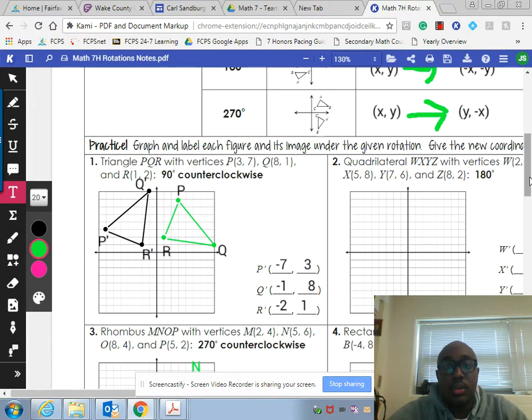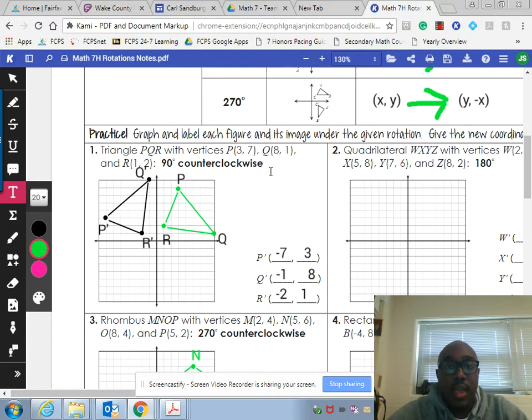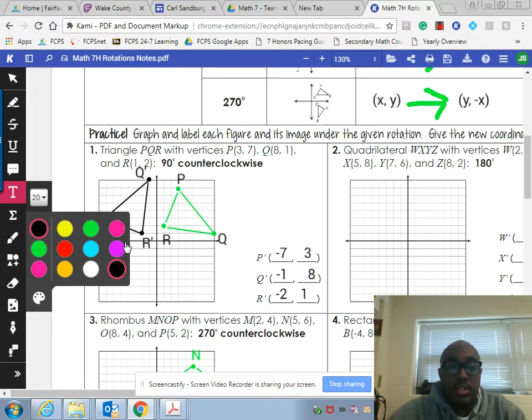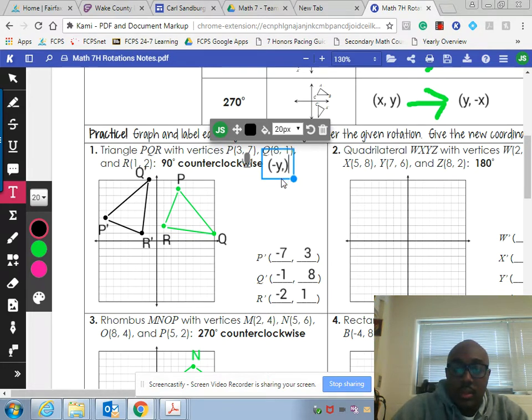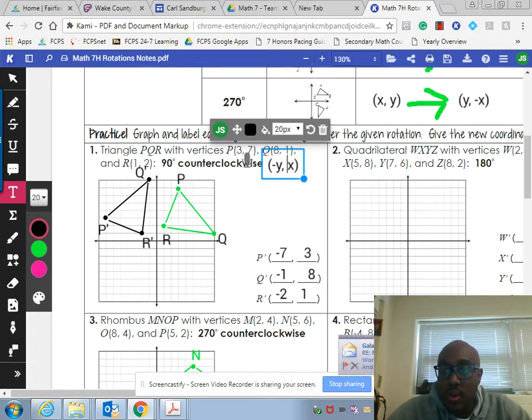Okay, let's jump down to the next example. So remember, the rule for a 90-degree counterclockwise rotation is simply negative y, x. Now let's keep moving. Let's look at one more example before I cut you loose.